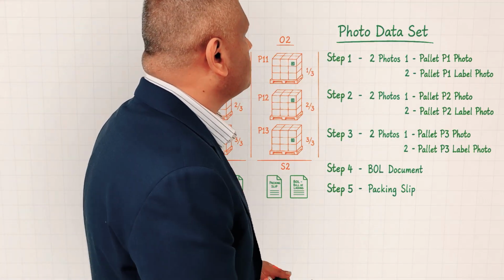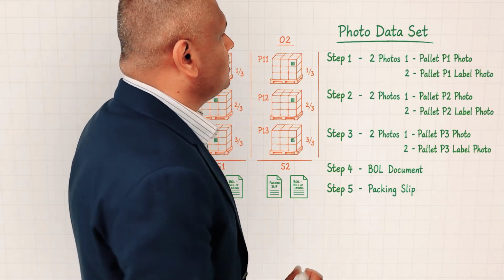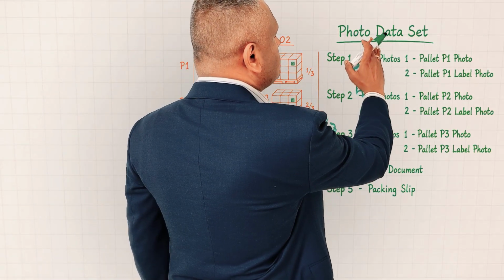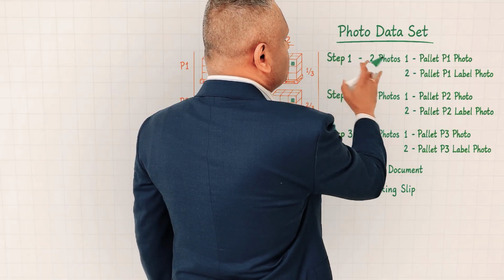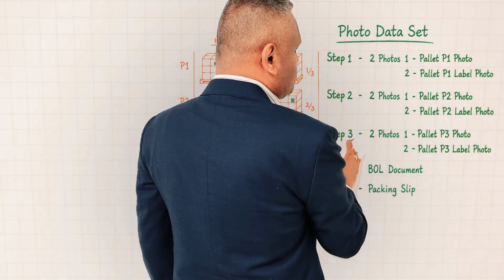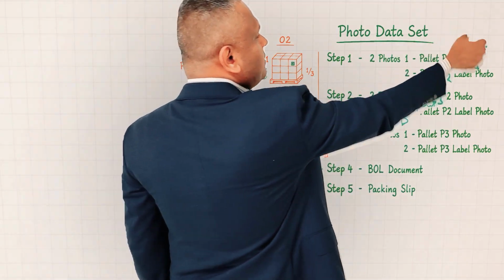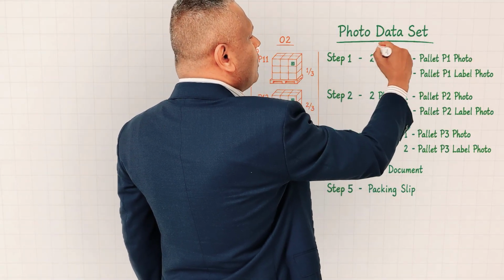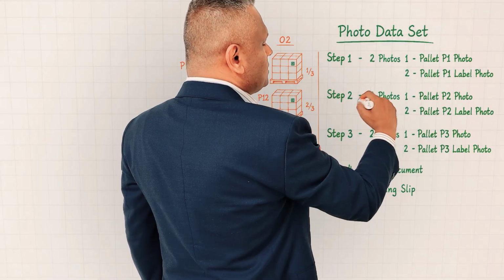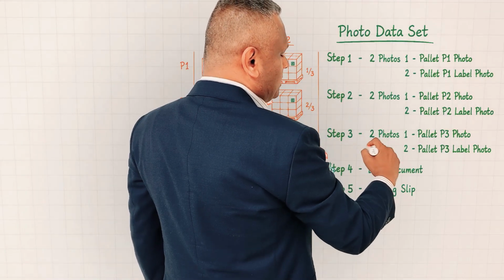Actually, I'm gonna just call these steps, right? Step 1, step 2, step 3, step 4, step 5. I'm gonna call these steps because that's where we put the photo. So step 1 is this, step 2 is this, step 3 is this.